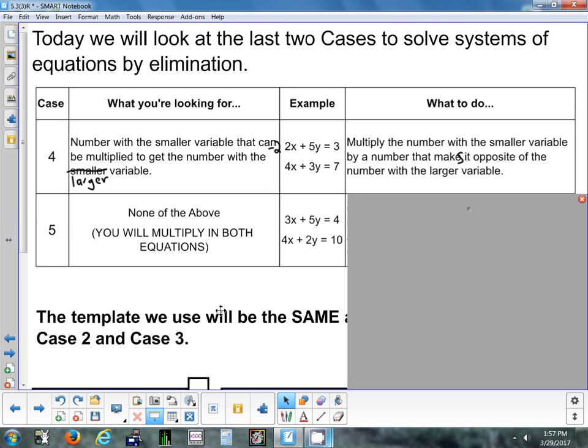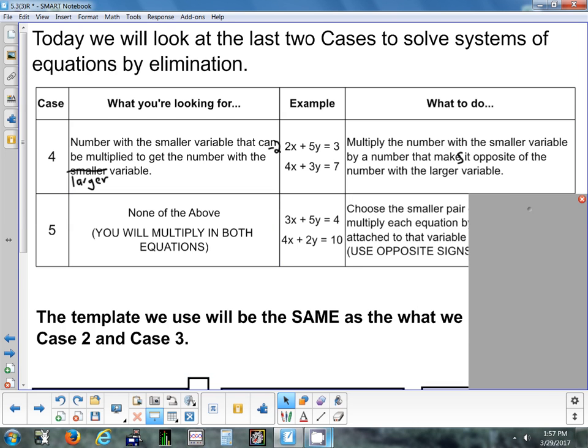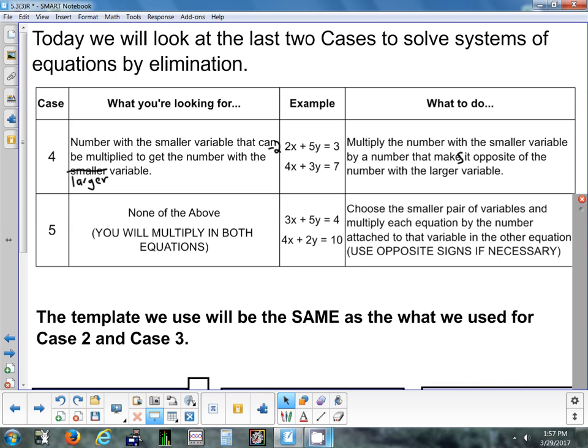There's none of the criteria. There's 3. I can't multiply 3 by something to get 4. I can't multiply 2 by something to get 5. Doesn't fit any of the criteria. So, little wordy. We're going to choose the smaller pair of variables.